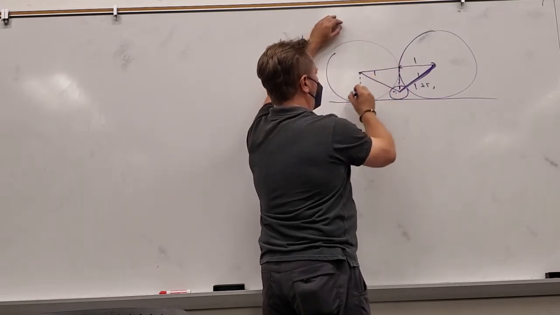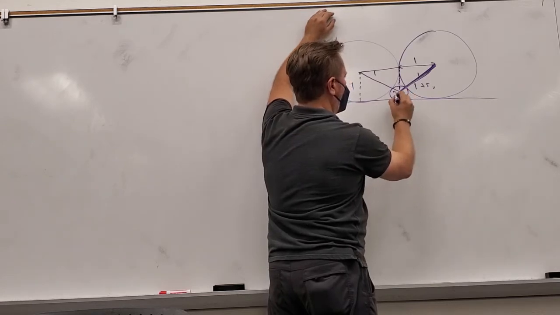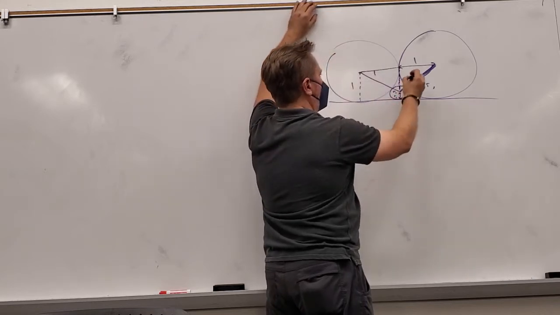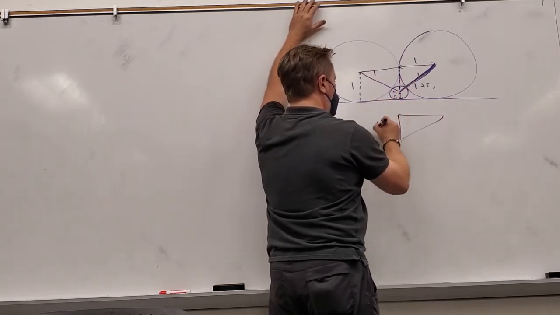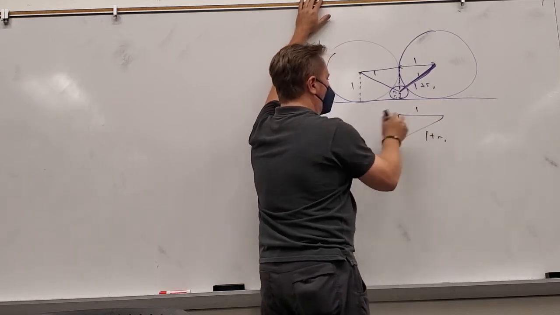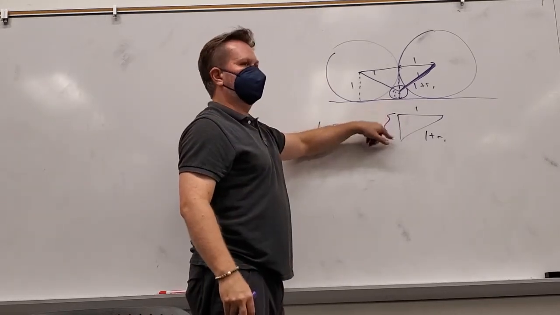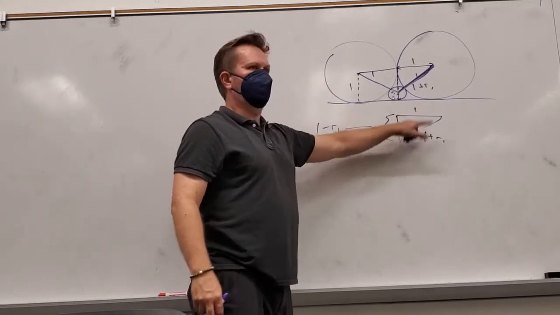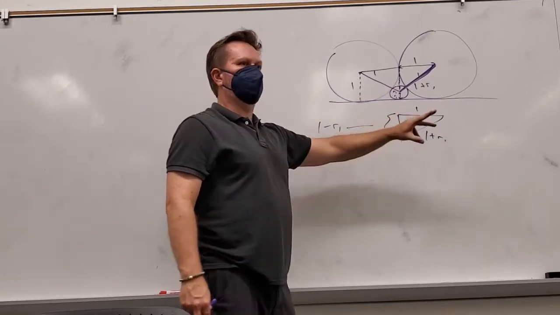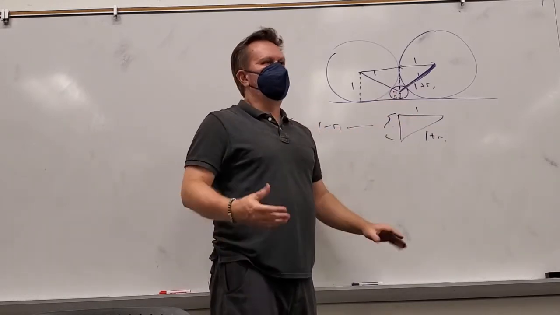What's this? 1. So what's this? What's this right here? R1. So what is this? 1 minus R1. So this triangle here, that's 1 minus R1, that's 1 plus R1. That's 1. So one way to look at this side is it's 1 minus R1. What's another way to look at that side? Pythagorean theorem. So you'll have 1 minus R1 equals the Pythagorean theorem expression. Solve for R1. Okay. I think I'm just kind of done with the problem.